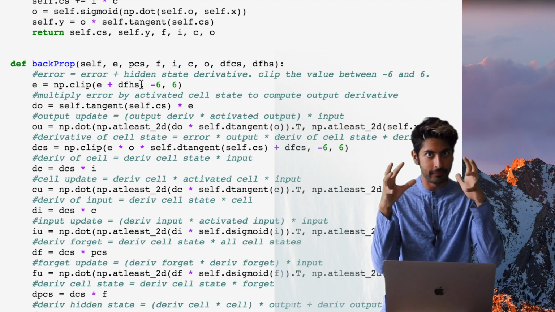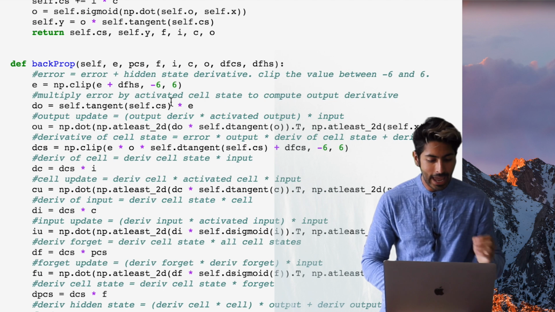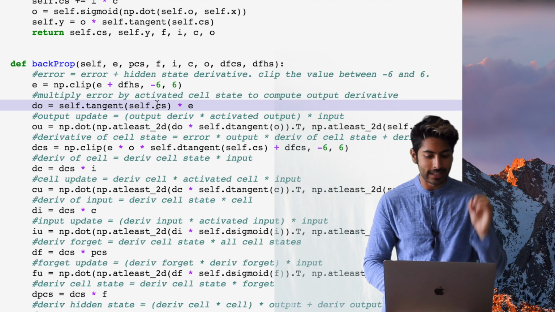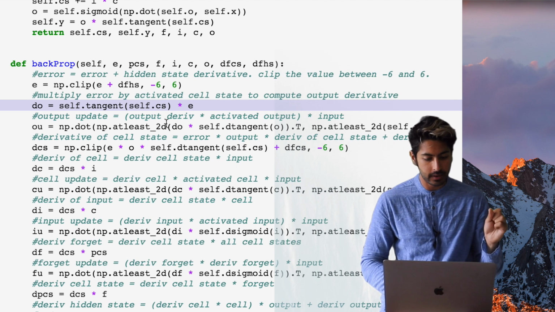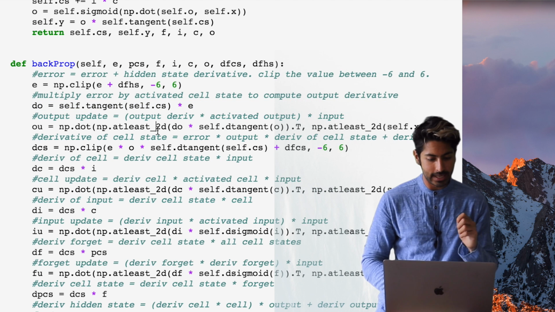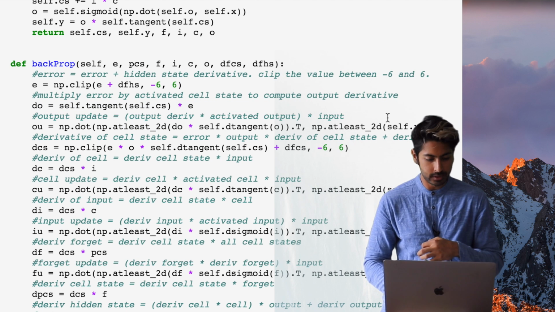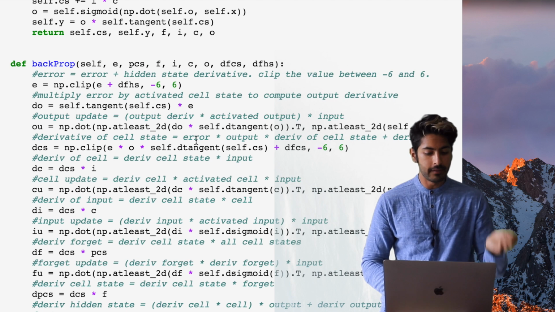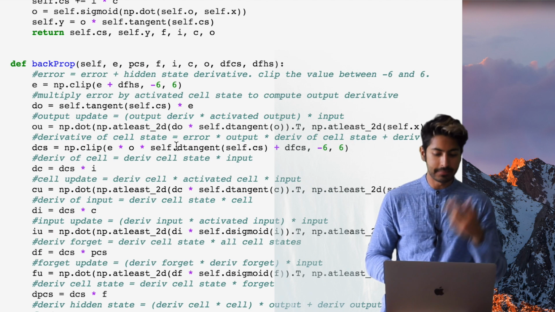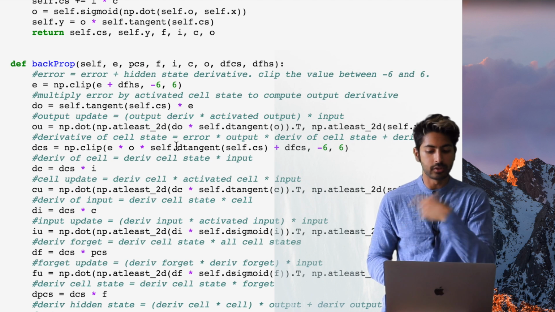We want to prevent the gradient from vanishing, so clipping it helps that. And we'll multiply the error by the activated cell state to compute the output derivative. And then we'll compute the output update, which is the output derivatives times the activated output times the input. And then we'll compute the derivative of the cell state, which is error times output times the derivative of the cell state plus the derivative cell.